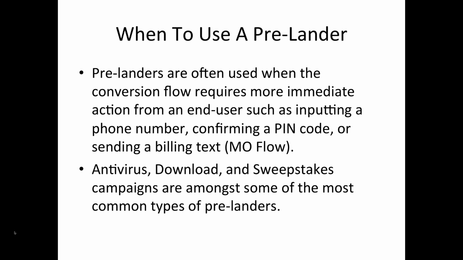We see this for antivirus campaigns, we see this for download campaigns, and we see this for sweepstakes campaigns. It's really three main categories that we can break down mobile CPA affiliate marketing into, and what type of landing pages are being used and how to make them.